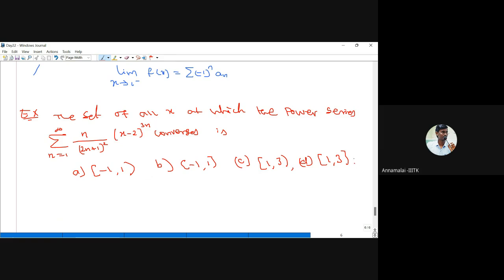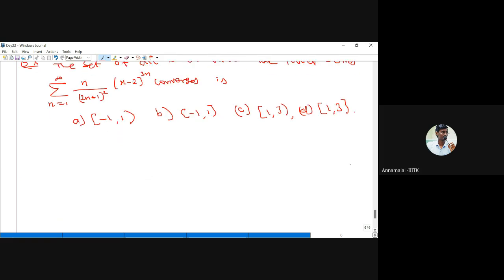First, we take this entire thing as a_n, and then we have to find when the series converges. Actually, we have to find the radius of convergence. So first take a_n as the entire thing, n over (2n plus 1) whole squared into (x minus 2) power 3n. Now, just find a_(n plus 1) by a_n.